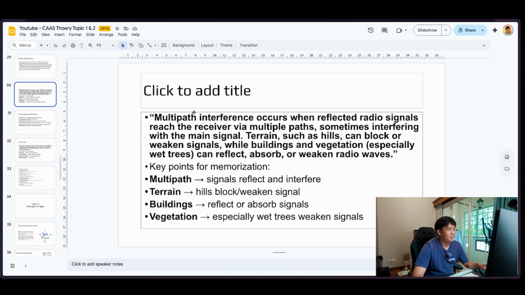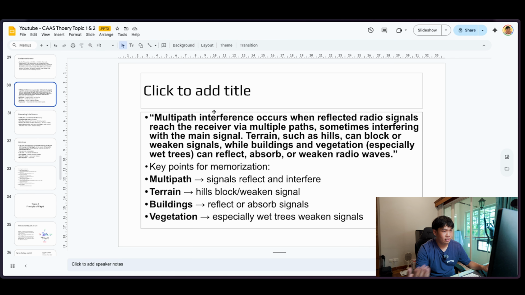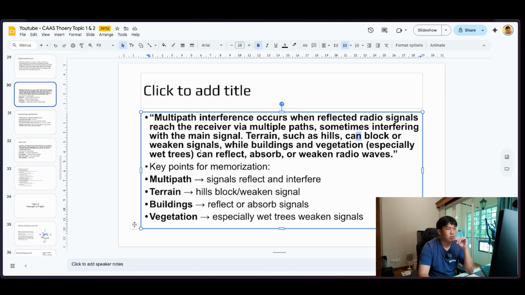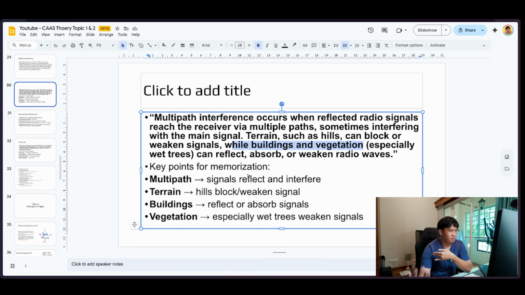So multipath interference occurs when radio signals are reflected, meaning that, example, you have 2 buildings, and the signal just reflects anyhow. Okay, terrain such as hills can block, or buildings and vegetation, especially wet trees, can weaken signals, or reflect and absorb or weaken radio waves. Multipath signals reflect, interfere, terrain blocks, whatever, etc.